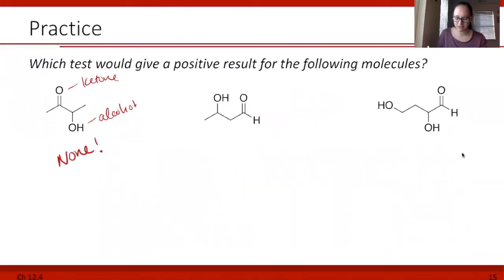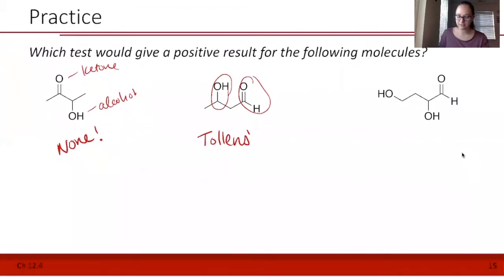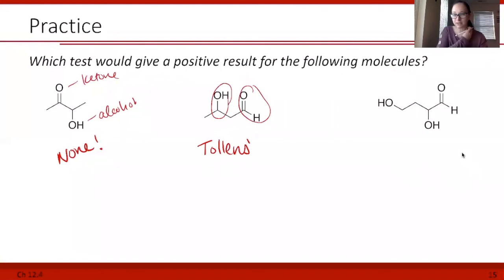Okay, over in this middle molecule, we have an aldehyde, which is good, but then we also have an alcohol. So it could be both of the tests, it could be one of the tests. Which one is it? Well, we definitely know because there's an aldehyde, the Tollens test is going to give a positive result. And then now we need to see if the hydroxy group is adjacent to the aldehyde, which it is not because there's a carbon in between.